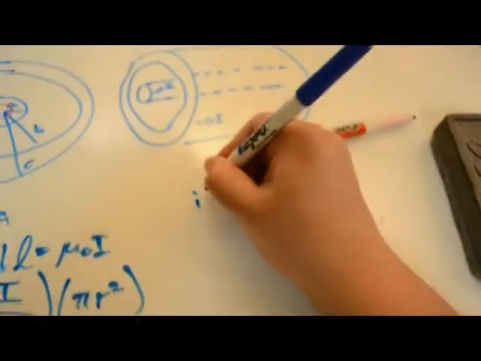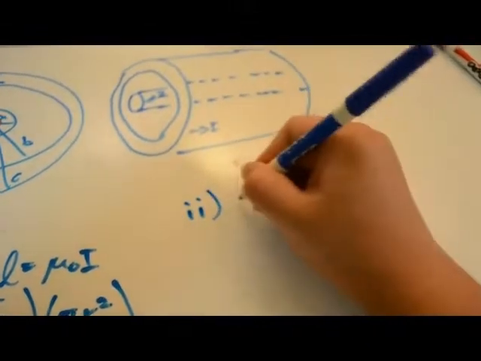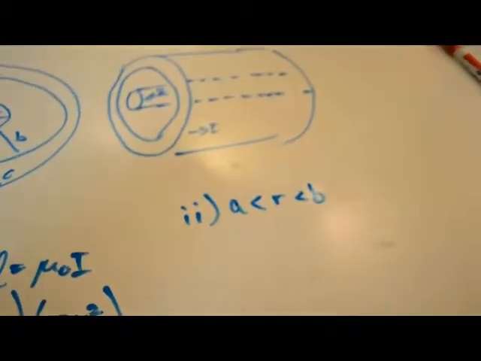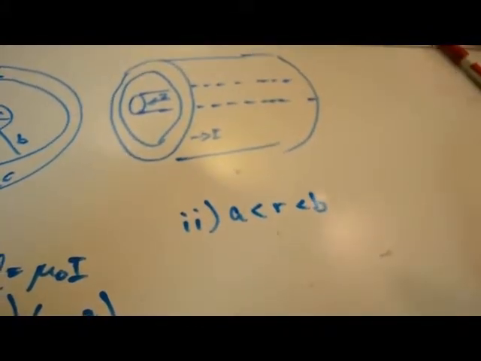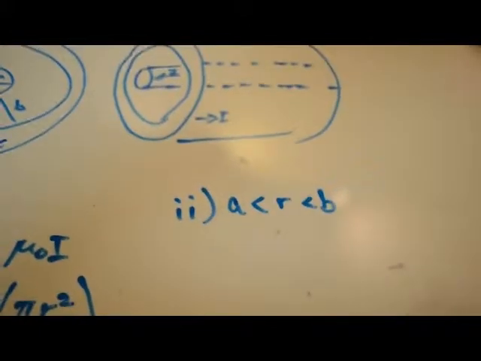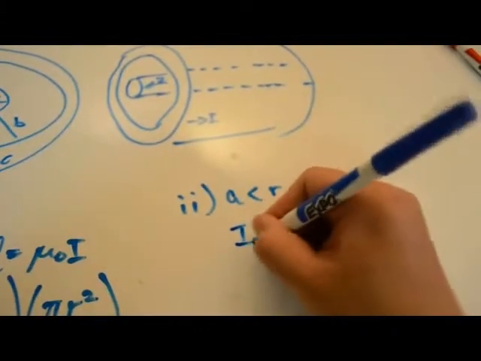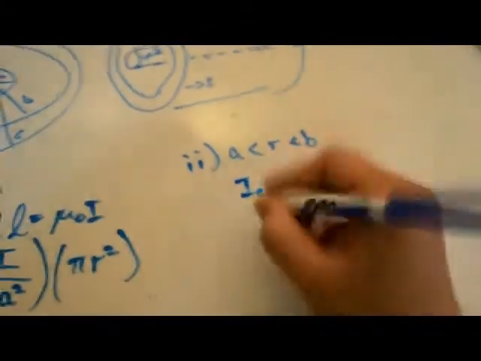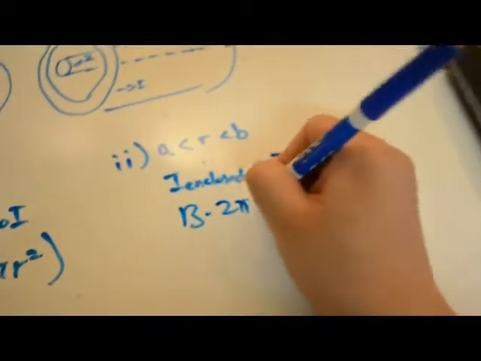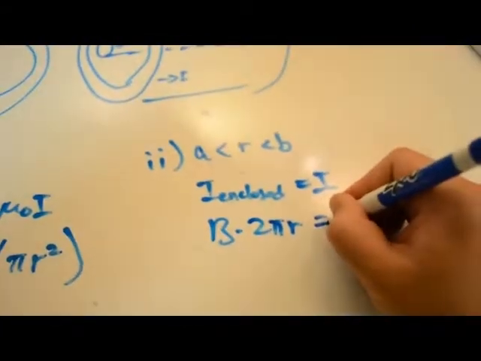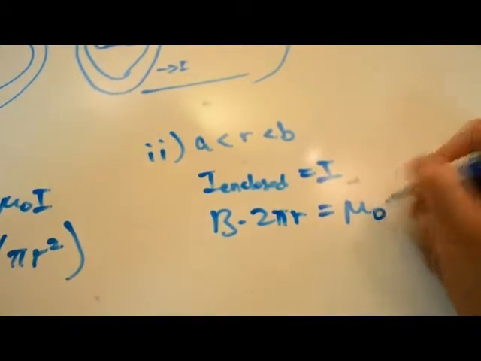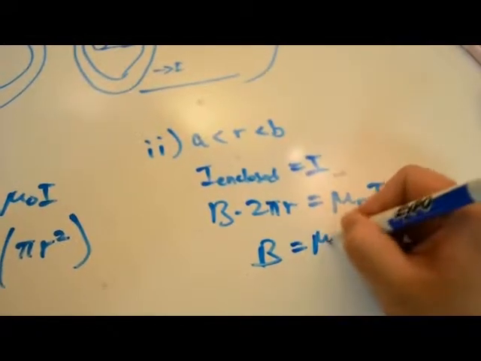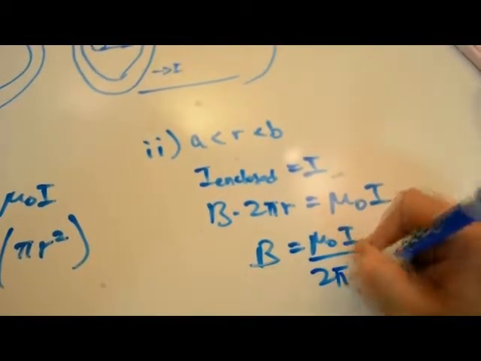And for part 2, your radius is now between A and B. Your I enclosed this time is only the current within the central cylinder, so I enclosed is equal to I. So this time is much easier to do. Again, B dot 2 pi r is equal to mu naught I. So divide both sides by 2 pi r. Magnetic field is equal to mu naught I over 2 pi r.